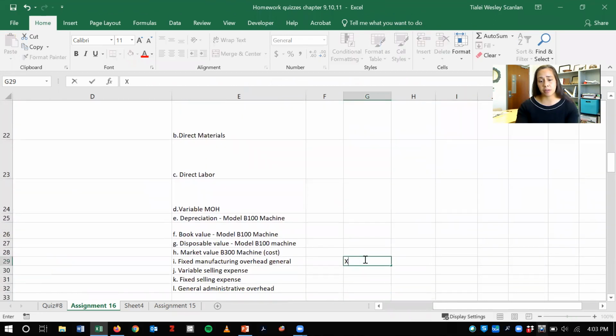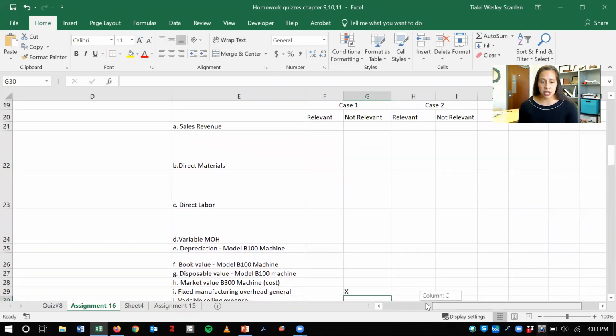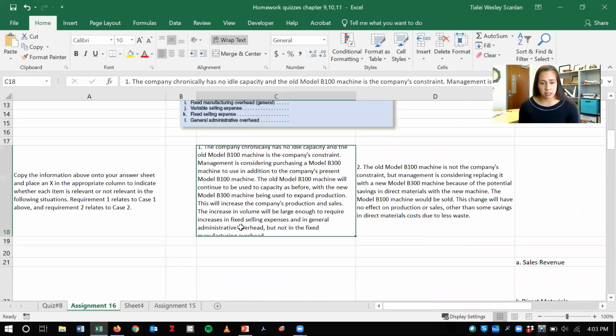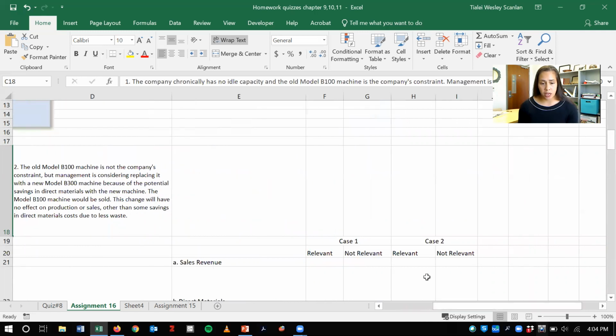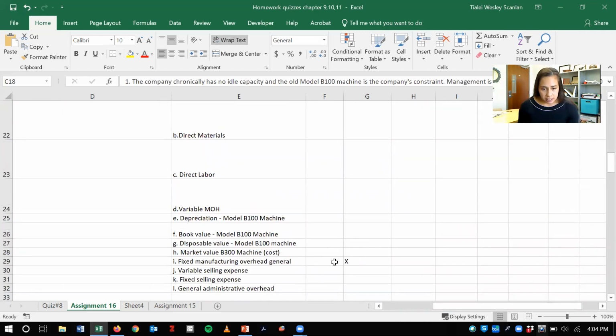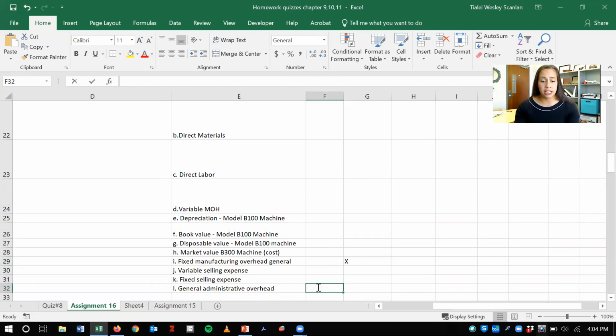I'm going to put an X in not relevant because it's not going to be affected, right? So it said increase in volume will require increase in fixed selling expenses and in fixed admin overhead, but not in fixed manufacturing overhead. So not fixed manufacturing overhead. Okay, I have this, but it did say general administrative overhead and fixed selling expenses as well.